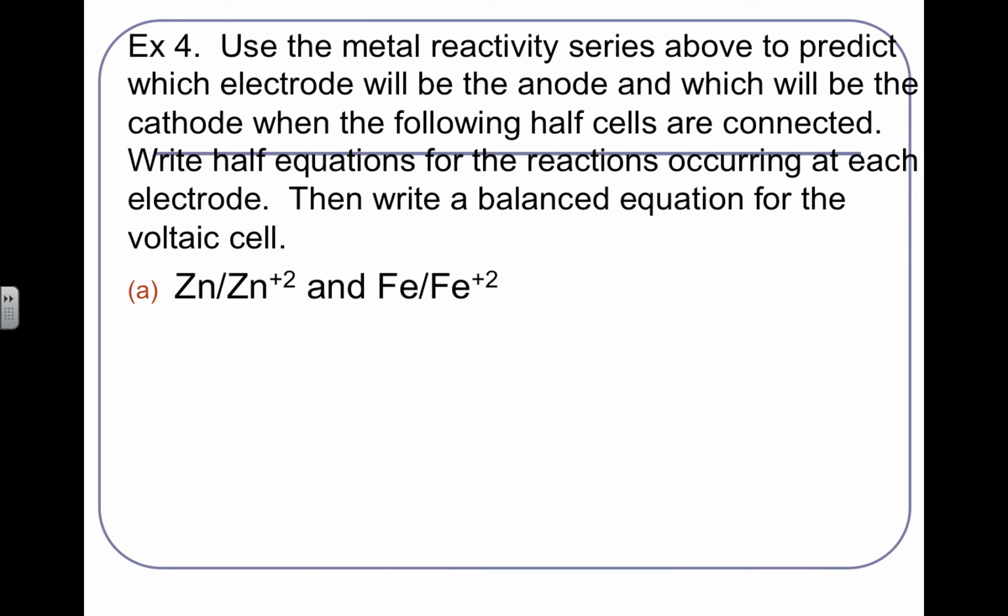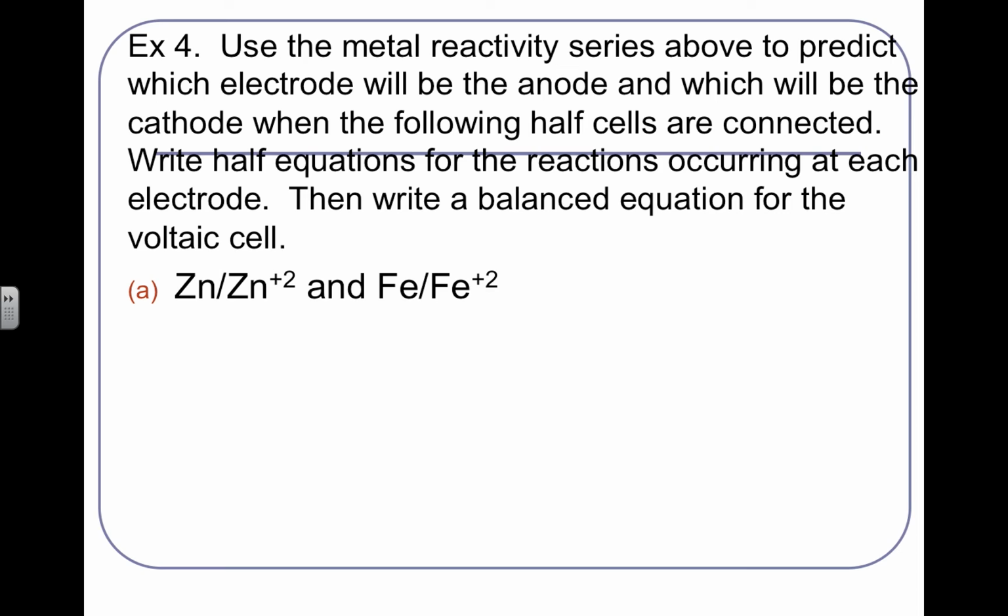So let's try this. We're not going to draw out all of these, but we're going to talk through them and see if we can figure out which is the cathode electrode and what's happening. It says use the metal reactivity series above, or in your data booklet, to predict which electrode will be the anode and which will be the cathode when the following half cells are connected. Write half equations for the reactions occurring at each electrode. Then write a balanced equation for the voltaic cell.